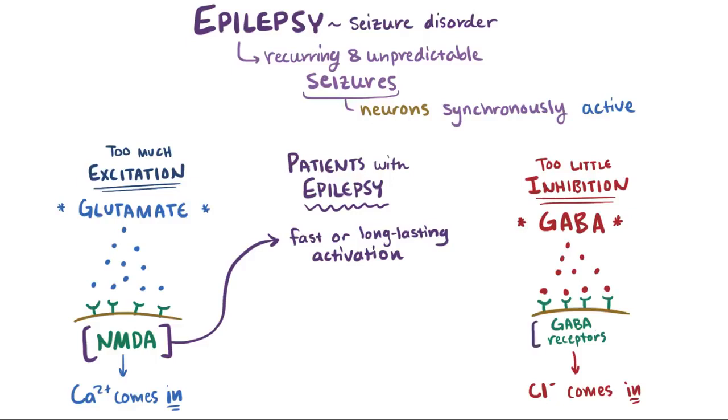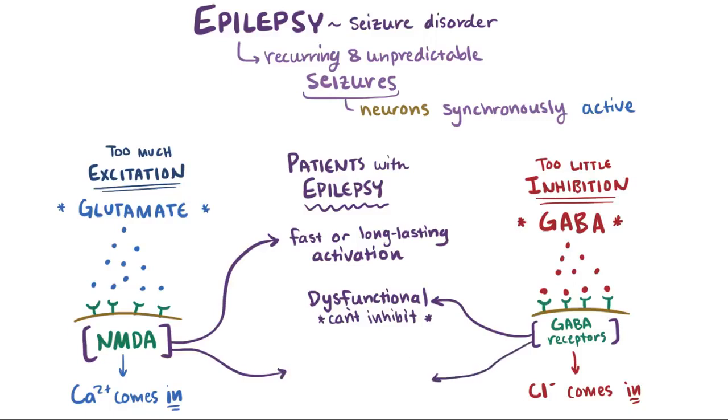Some patients with epilepsy seem to have genetic mutations in which their GABA receptors are dysfunctional, and so they aren't able to inhibit signals. In addition to potentially having a primary genetic cause, though, these receptors and ion channels might be affected by all sorts of things like brain tumors, brain injury, or infection.